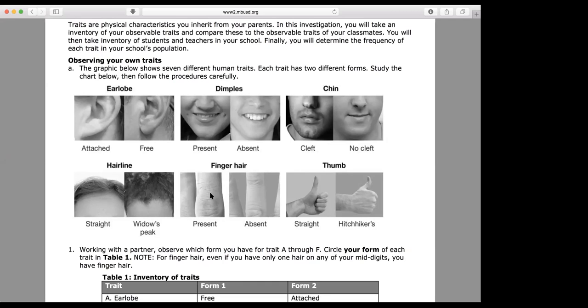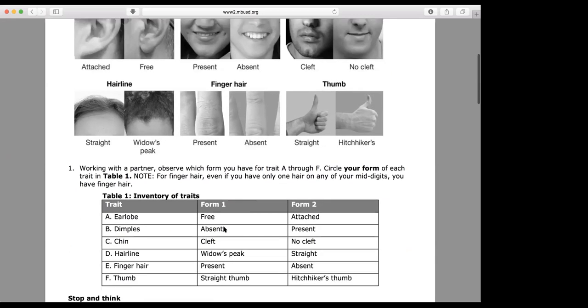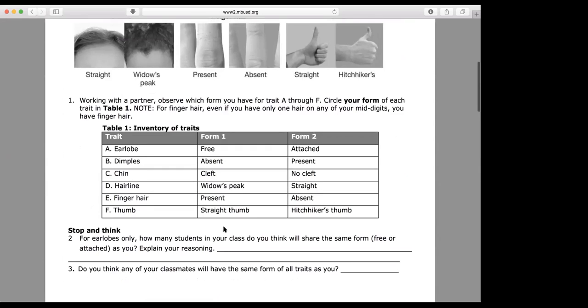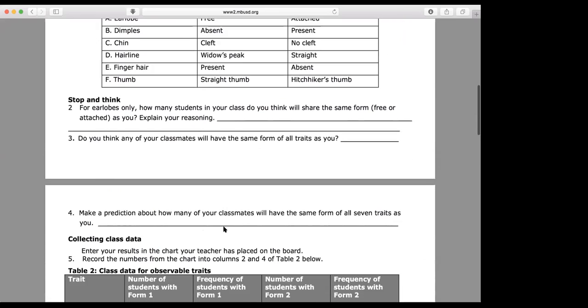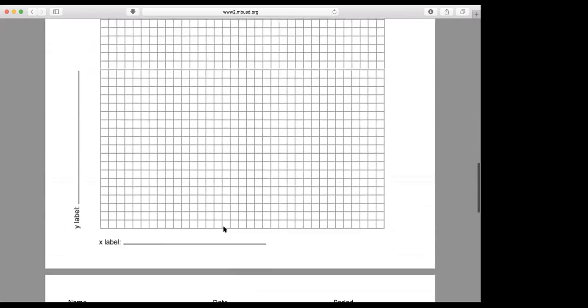And then your thumb, when you put it up, it's either going to bend back like a hitchhiker's thumb or it's going to be straight. So if we had people in here in this lesson, we would go ahead and get data from everybody and then add it up and we'd be able to see the frequency.